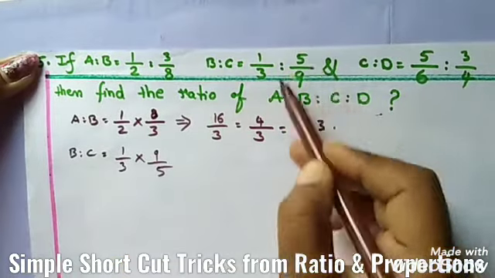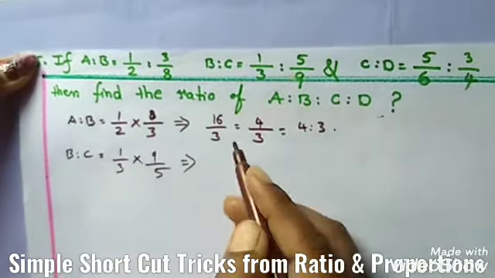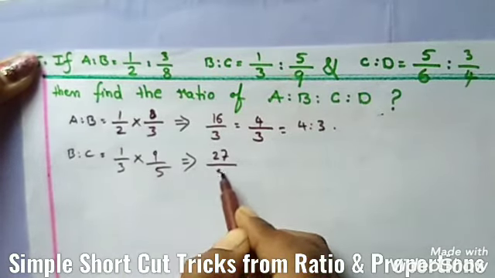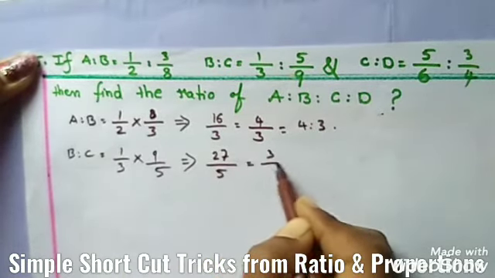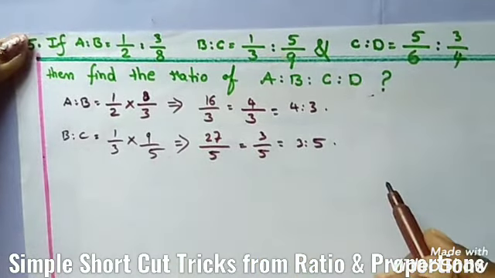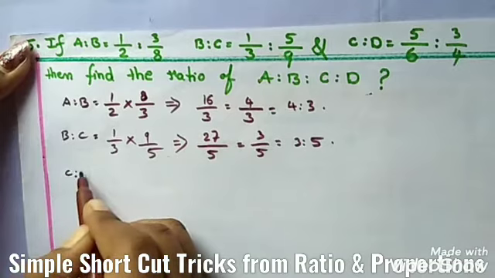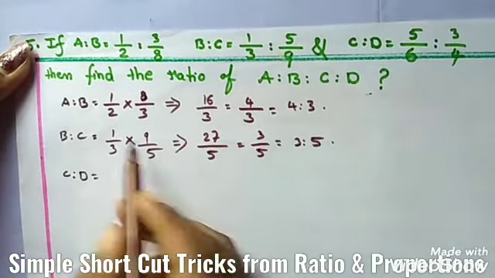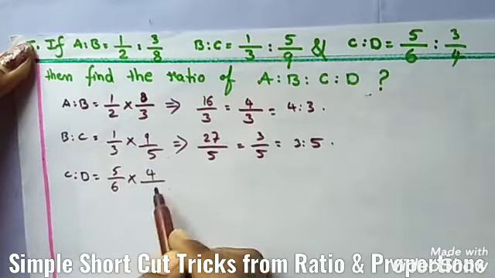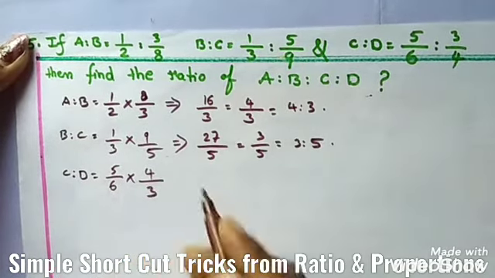In next step, B is to C is equal to same, just 1 by 3 into 9 by 5, the reciprocal of 5 by 9 here. Now just simply cross multiplication, 27 by 5, 3 by 5, simply 3 is to 5. That is the ratio.